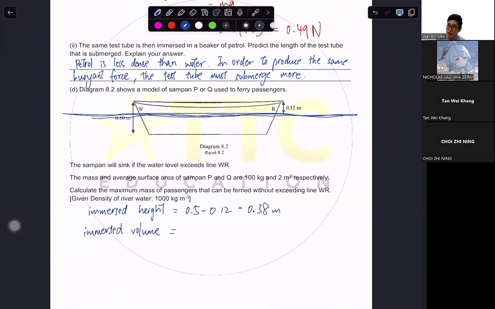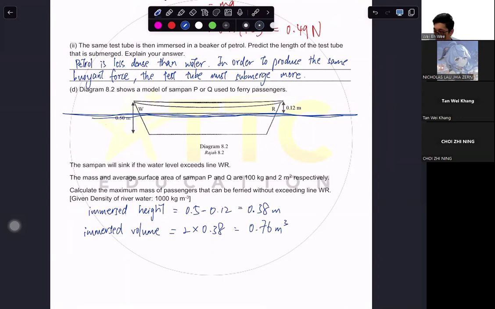Okay, so how much volume of the boat is inside? They give you the area of the boat. So area times height, you get the volume. Do you understand? Yeah, volume is always area times height. So we can take 2 times 0.38. So that's 0.76 meter cube. Okay, just until here only.